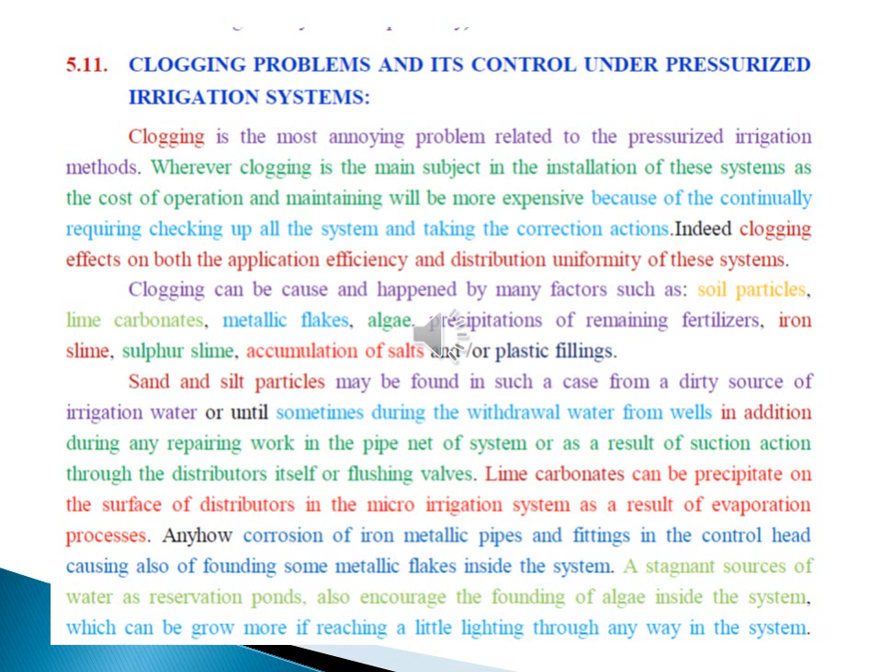Sand and silt particles may be found directly from the source of irrigation water. Lime carbonates can precipitate on the surface of the emitter in the microirrigation system as a result of evaporation processes. Anyhow, corrosion of iron and metallic pipes and fittings in the control head also causes some metallic particles inside the system. Sources of water such as reservoirs and pumps also encourage algae inside the system.